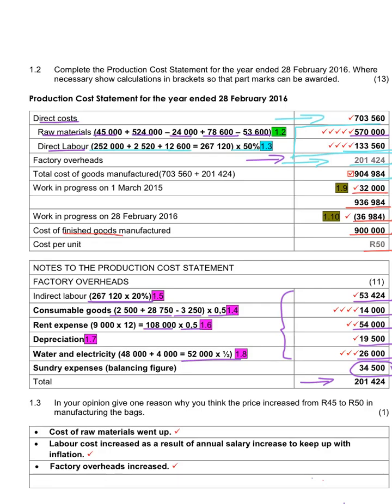The cost of raw materials went up. Labor costs could increase as a result of salary increases to keep up with inflation. The factory overheads increased because petrol increases, so all the things that you buy will increase. So any of the reasons that you can think of why the cost to produce articles will increase.